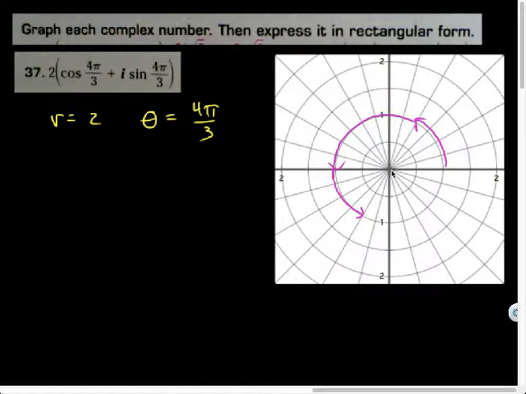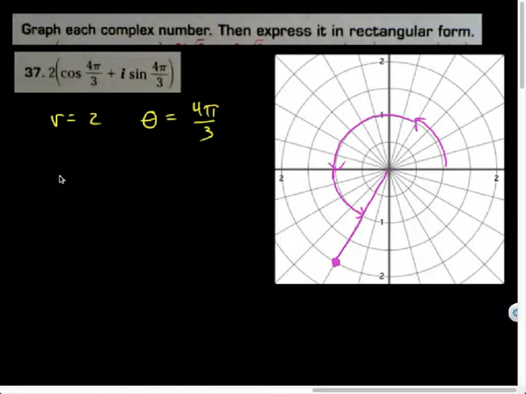I believe that lands me all the way down here. It's 4 pi over 3. And if the radius is 2, then I'd go out 2 units. And this is where that point would be. All right? Right there. It's technically just the point. It's still the complex plane. I've still got i-axis and real axis, stuff like that.